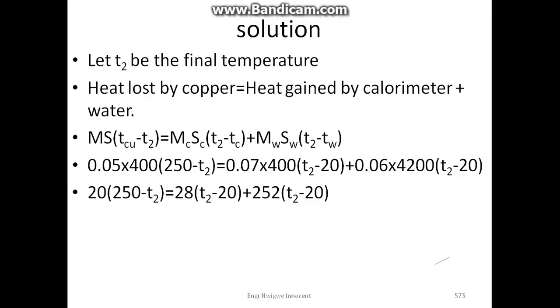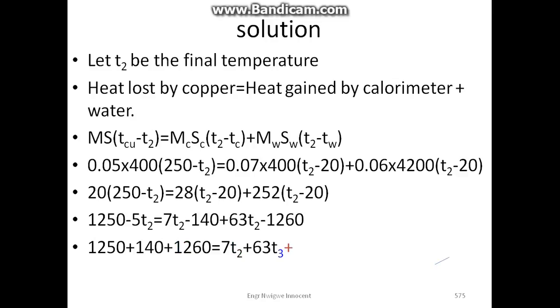By multiplying the terms, we have 20 in bracket 250 minus T2 is equal to 28 in bracket T2 minus 20 plus 252 in bracket T2 minus 20. Opening the bracket, we have 5,000 minus 20 T2 is equal to 28 T2 minus 560 plus 252 T2 minus 5,040.